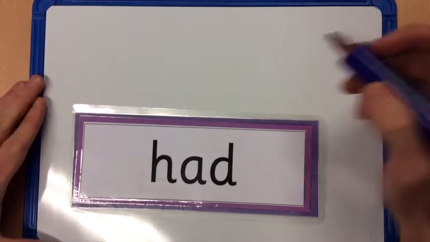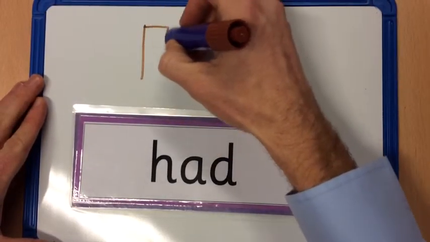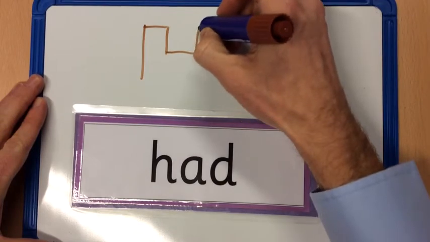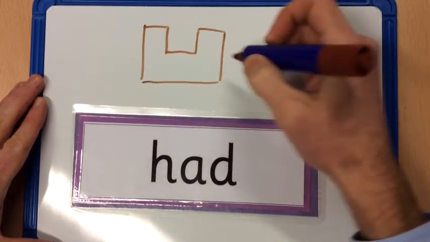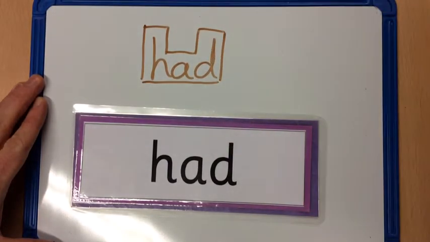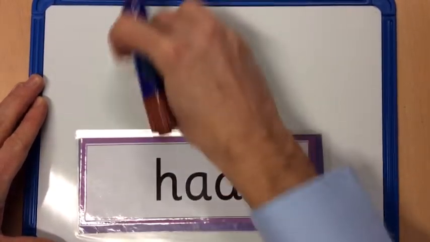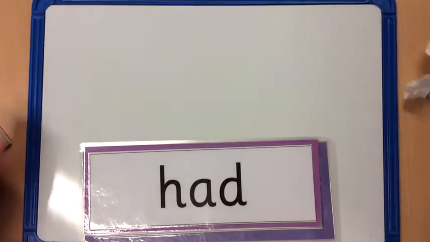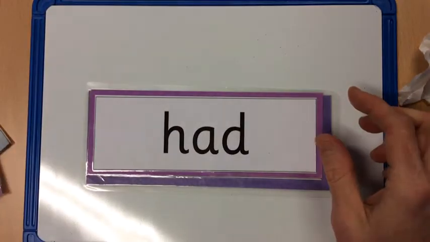Had would have a completely different shape. We'd have a tall letter, a small letter, and then another tall letter. So that would be the word had. So as you're looking through the words in the word book with your child, you can be thinking about the shape of the different words.